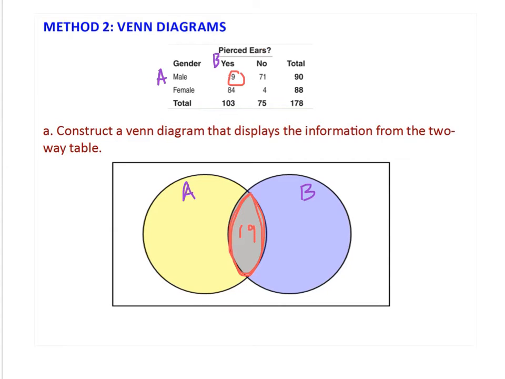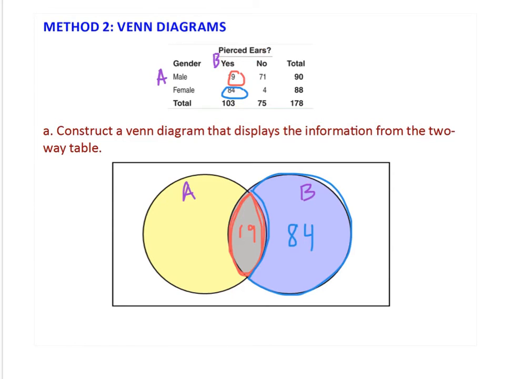19 people are in A and B. 19 people are males with their ears pierced. Well, the probability that I'm in this B area without being an A, that means I have my ears pierced, but I'm not a male. And that would be the 84 people who are female, because yes, they have their ears pierced, but they're not in the male circle. They're over here and just having their ears pierced, not being a male.